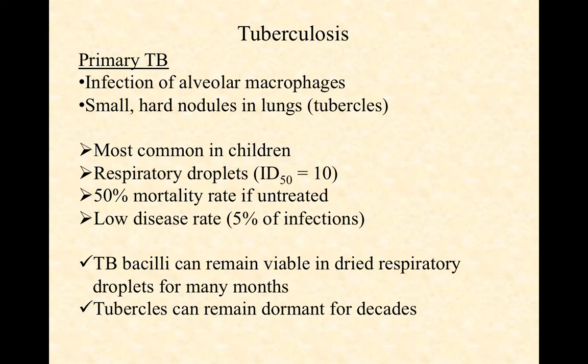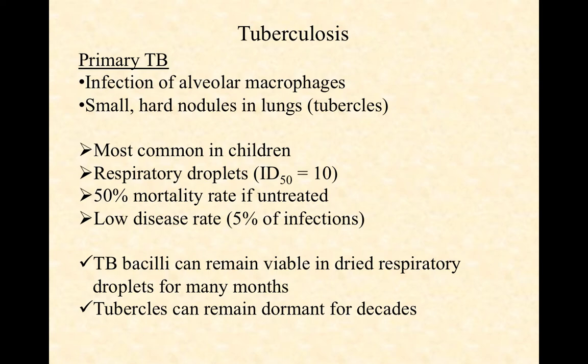So some facts about tuberculosis. It is in fact most common in children, especially primary TB. It is transmitted through respiratory droplets, so talking, coughing, sneezing. It has an infectious dose of 10. So ID 50 means infectious dose in which 50% of the time it would cause disease. And the ID 50 value for TB is 10.